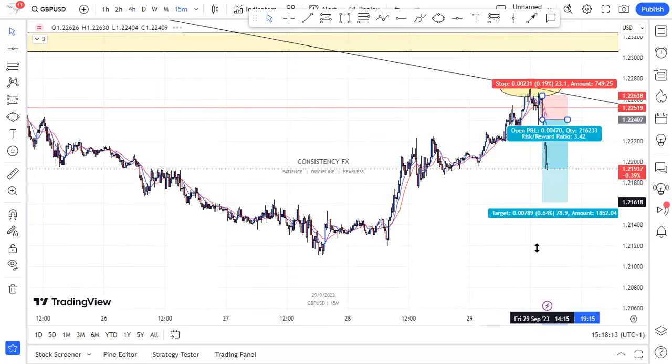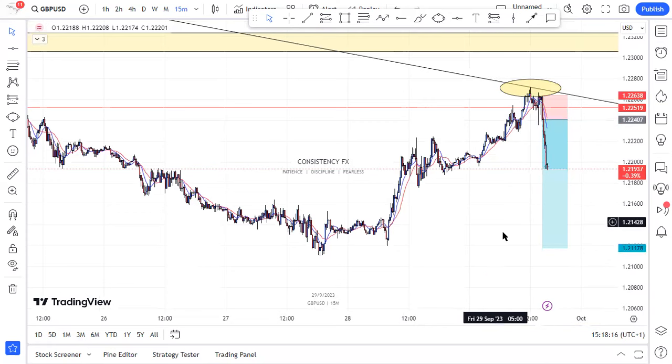So guys, those are just a few examples on how to trade trend lines correctly. So folks, till next time, may the peace be with you, and I wish you all good trading.